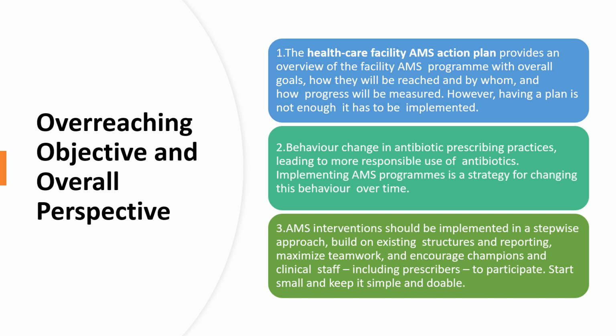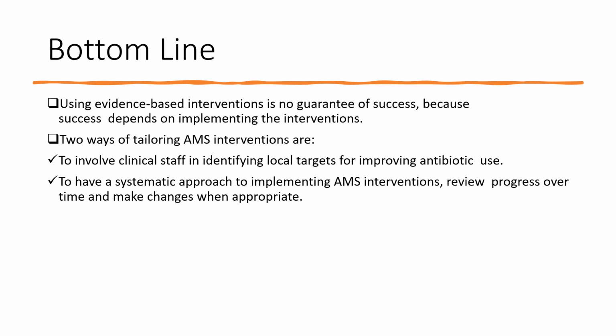AMS interventions should be implemented in a stepwise approach, build on existing structures, maximize teamwork, and encourage champions and clinical staff, including prescribers, to participate. Start small and keep it simple and doable. Bottom line is, using evidence-based interventions is no guarantee of success because success depends on implementing the interventions. Two ways of tailoring the AMS interventions are to involve the clinical staff in identifying targets, and to have a systematic approach to implement the AMS interventions.